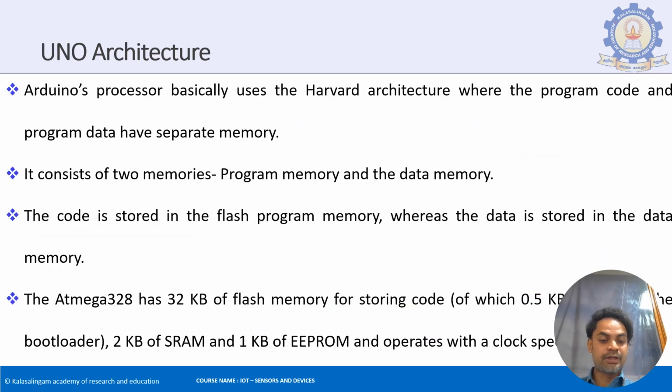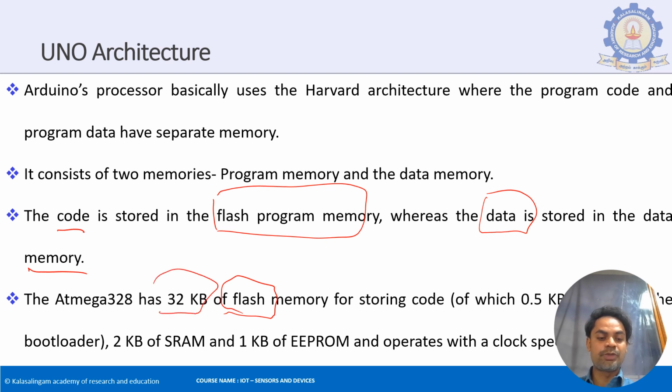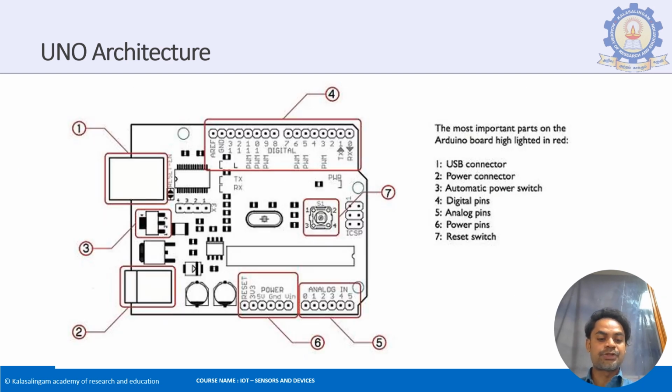Next, you'll see that it has two memories. One is for storing the code, which is called the flash program memory, and the other is for storing the data, which is called the data memory. The flash memory, which is used for storing the code, is 32 kilobytes in size in the ATmega, of which 0.5 KB is used for the bootloader, which is nothing but the equivalent of your operating system. If you're talking about a computer, we call it the operating system. Here we call it the bootloader. So the rest of the 32 kilobytes of flash is used for storing your program. Then you have 2 kilobytes of SRAM and 1 kilobyte of EEPROM to store the data. This is what is available.